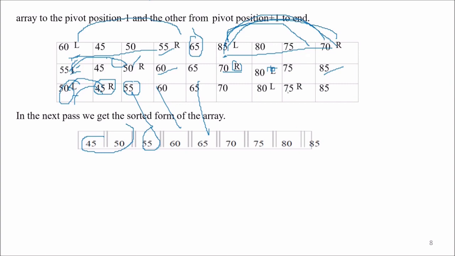We see that for 75 and 80 there is nothing going on here, but here we have to move R to this point, R and L. 75 and 80, this will change the position. 75 will come here, 80 will get its position, and now this is the sorted array by quick sort.